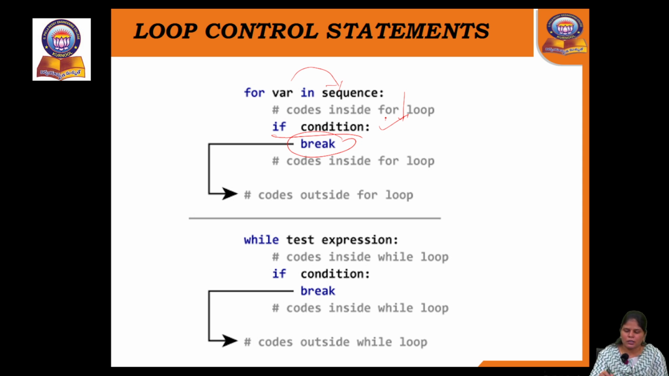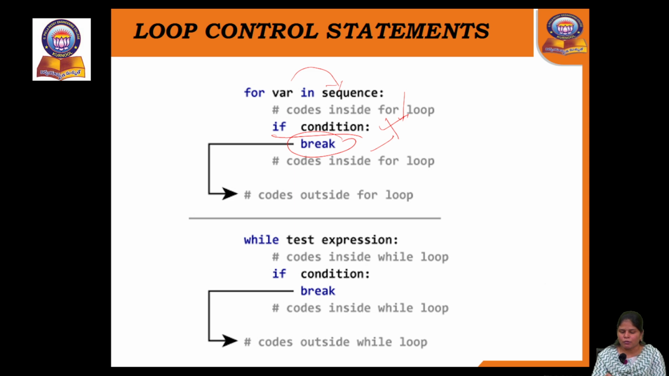If this condition is false, then the loop will iterate again and again, right? So if the interpreter encounters a break statement, the execution will exit. That means it will halt there itself. It comes out of the loop, and whatever code we have outside of the loop will be executed.